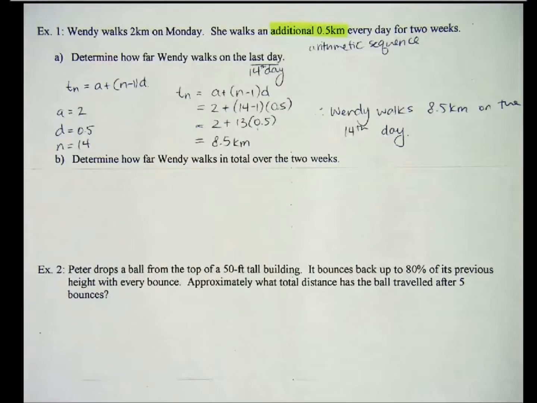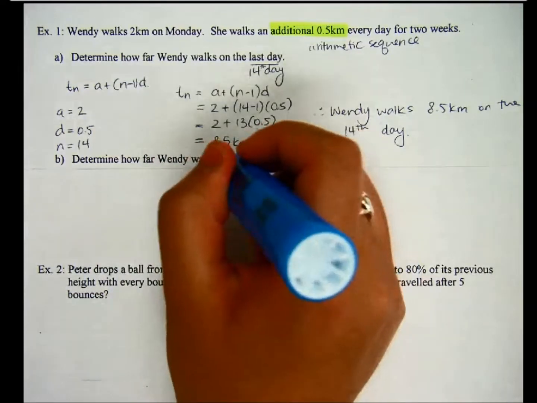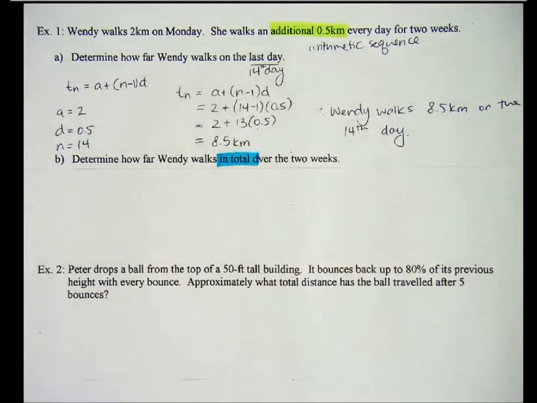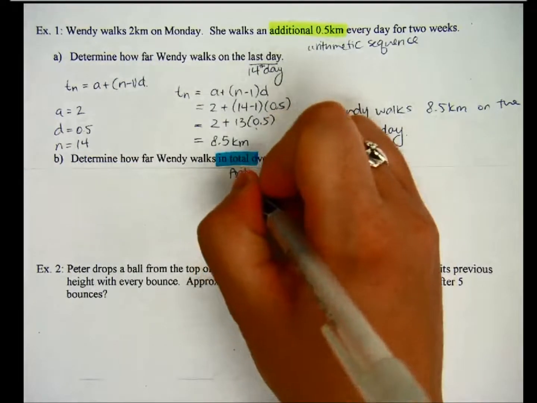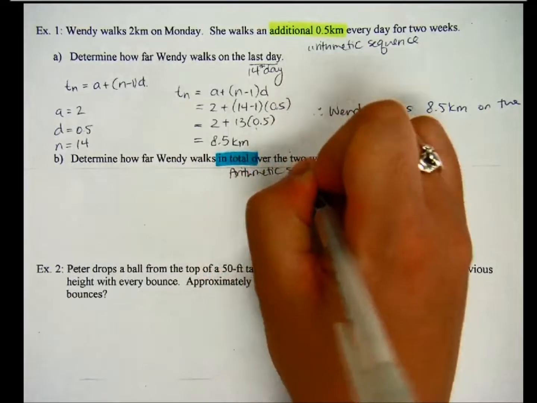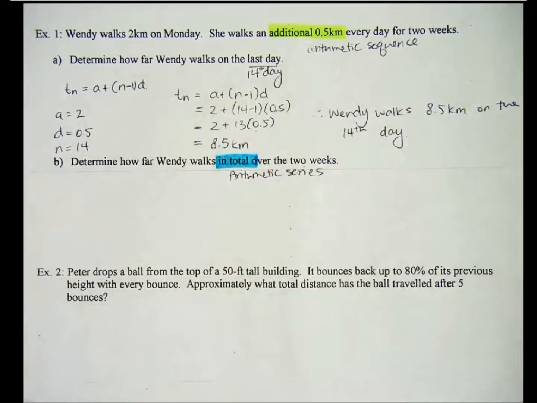Okay, so that was pretty good. For part B, determine how far Wendy walks in total over the 2 weeks. So one of the hints that I gave you, if you see the word total, probably talking about a series, and we already know from part A that this was arithmetic. So we know that we are dealing with an arithmetic series in part B.